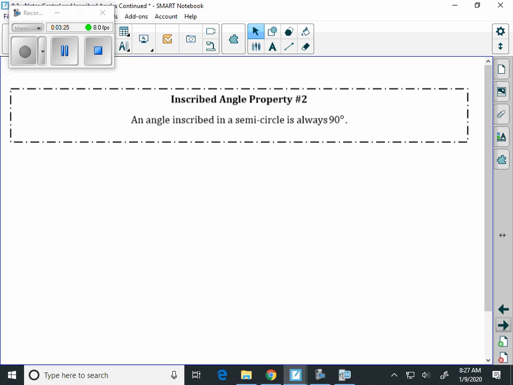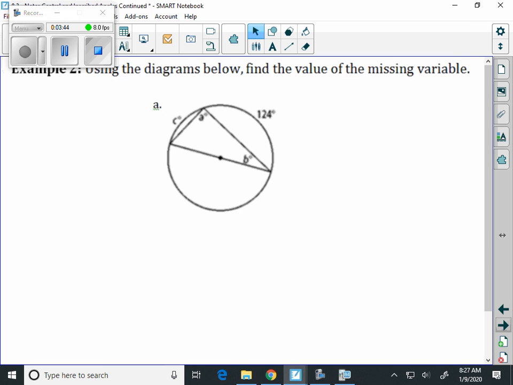There's another property. An angle inscribed in a semicircle is always 90. And this one is a good one to remember, but I hope that as we apply it doing our practice, that we can remember it, and it's not something that we have to go back and memorize. An inscribed angle in a semicircle is always 90 degrees. So when we look at this here, what we've got is that we've got a diameter from here to here, and this angle here, A, is the inscribed angle that we're looking at.